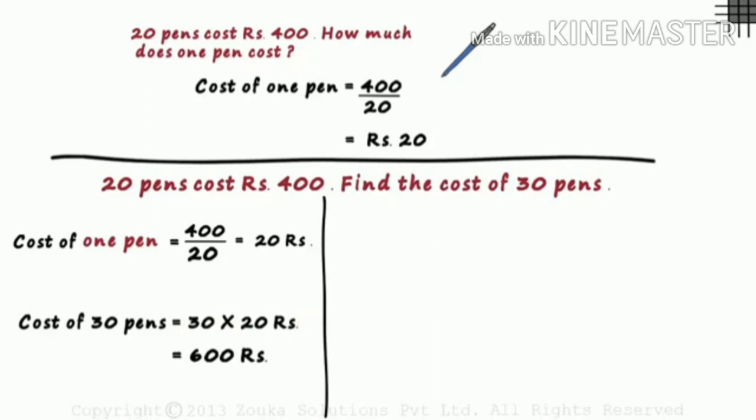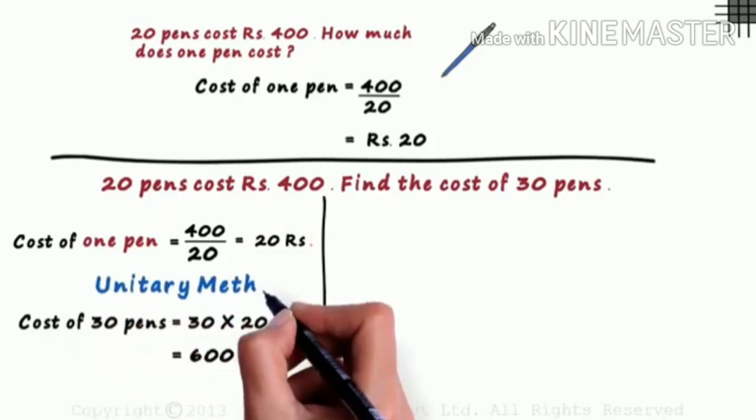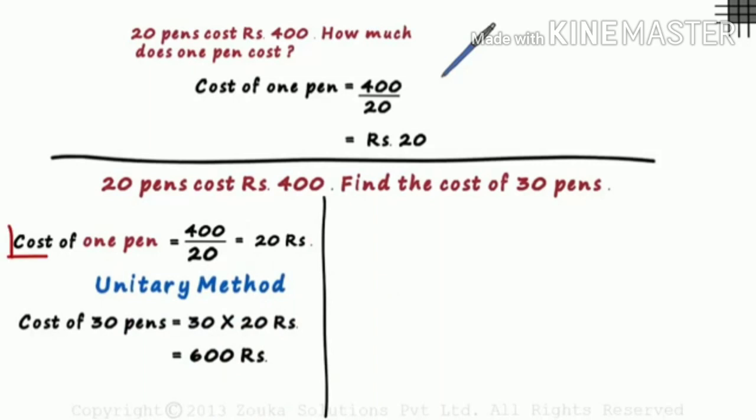This method of finding the cost of one unit first and then multiplying by the number of units to find the total cost is called the unitary method. Remember, cost of one unit first and then the total cost accordingly.